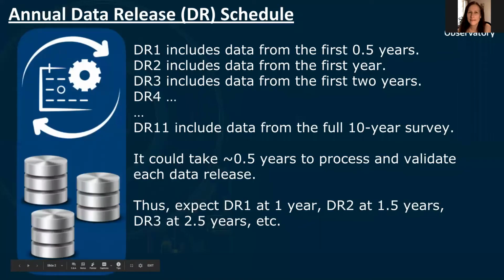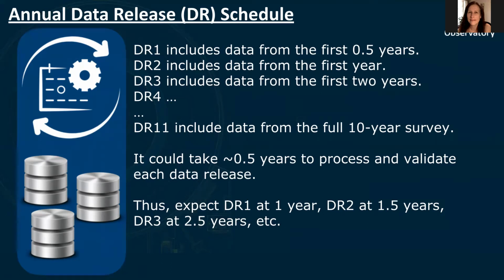The Rubin Observatory's telescope and camera and its Legacy Survey of Space and Time, the LSST, have been designed to deliver its core science goals within 10 years. The science pillars of Rubin Observatory are described in a separate presentation. The schedule for the annual data releases over the full 10 years is as follows. DR1 will include data from the first half year of the survey. DR2 will include all of the data from the first year of the survey. DR3 will include all of the data from the first 2 years of the survey, and so on until DR11 includes all of the data from the full 10-year survey.